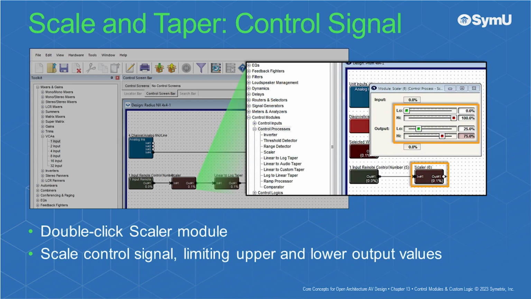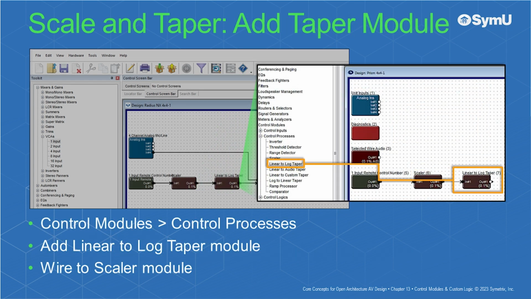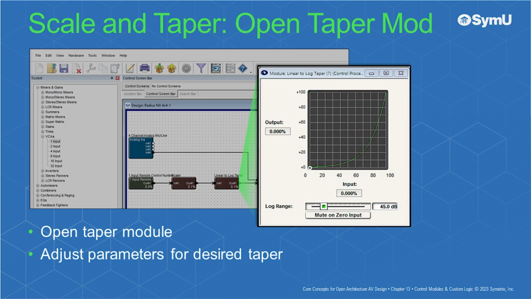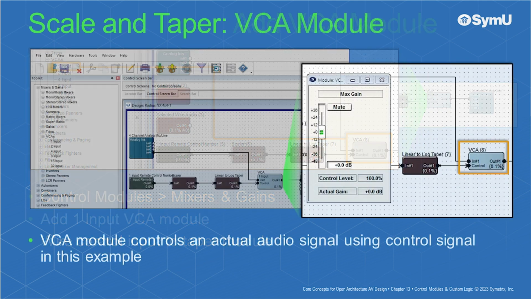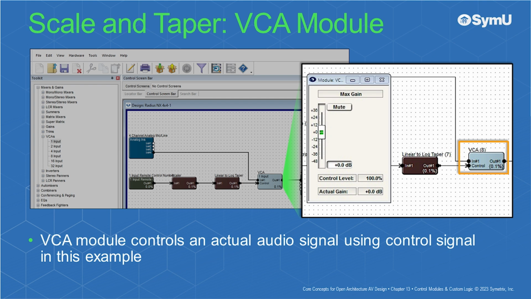Double-click on the scalar module to scale the control signal, limiting its upper and lower output values. Under Control Modules, Control Processes, add a linear to log taper module and wire it to the scalar module. Open the taper module to adjust its parameters for the desired taper. Under Control Modules, Mixers and Gains, add a 1-input VCA module and wire its control input to the taper module. This VCA module controls an actual audio signal using the control signal in this example.